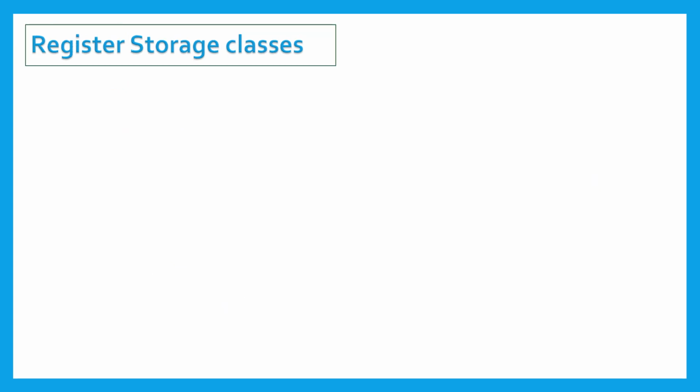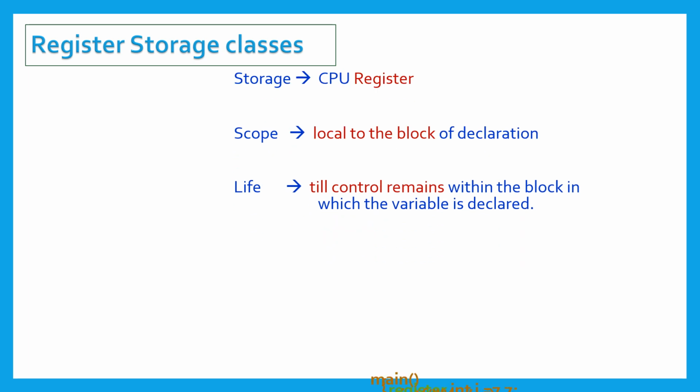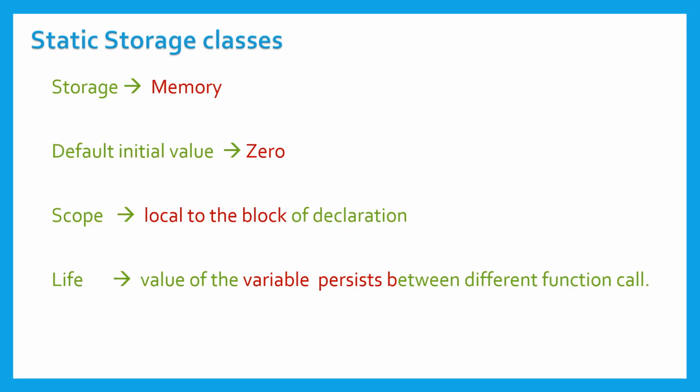Next one is the register storage class. Here we have to add the keyword register before the variable declaration, and upon this, the storage will be allocated in one of the CPU registers instead of the traditional or conventional computer memory. The storage is going to be a CPU register in this case.